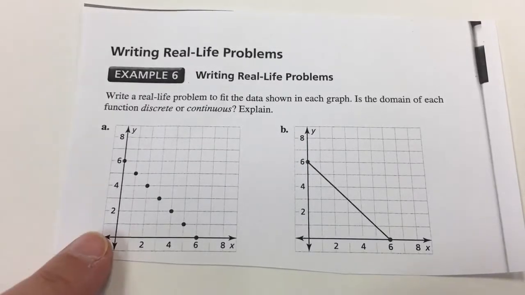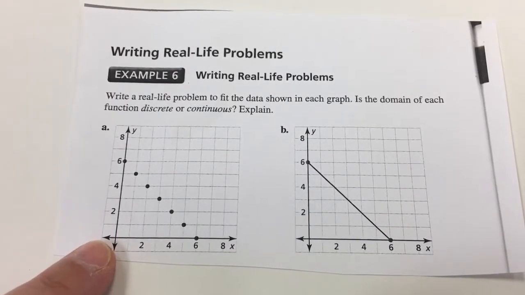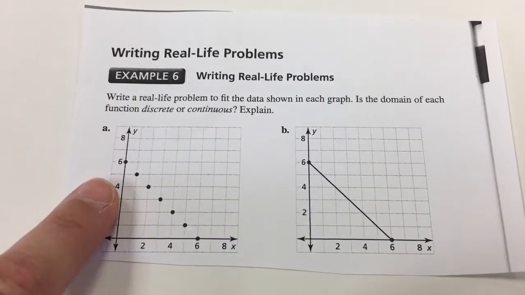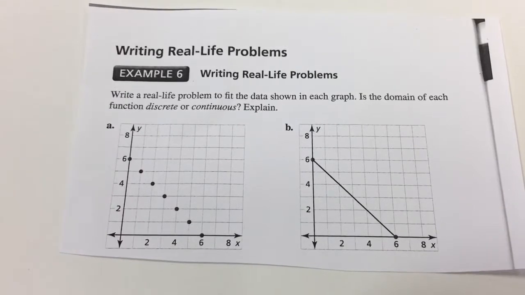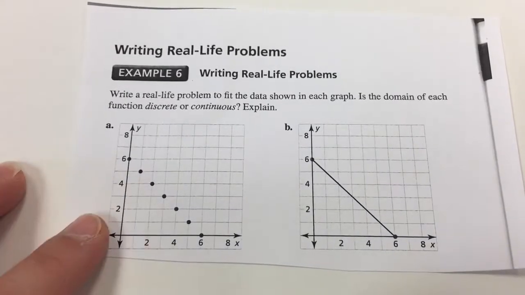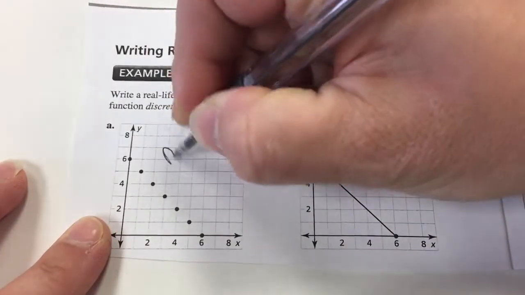So we can start by looking at this first graph here, and just looking at it, you'll notice that each point is by itself. There's no line connecting them. So you can ask yourself, is this discrete or continuous? And right away you should be able to tell this is discrete because there are specific points.